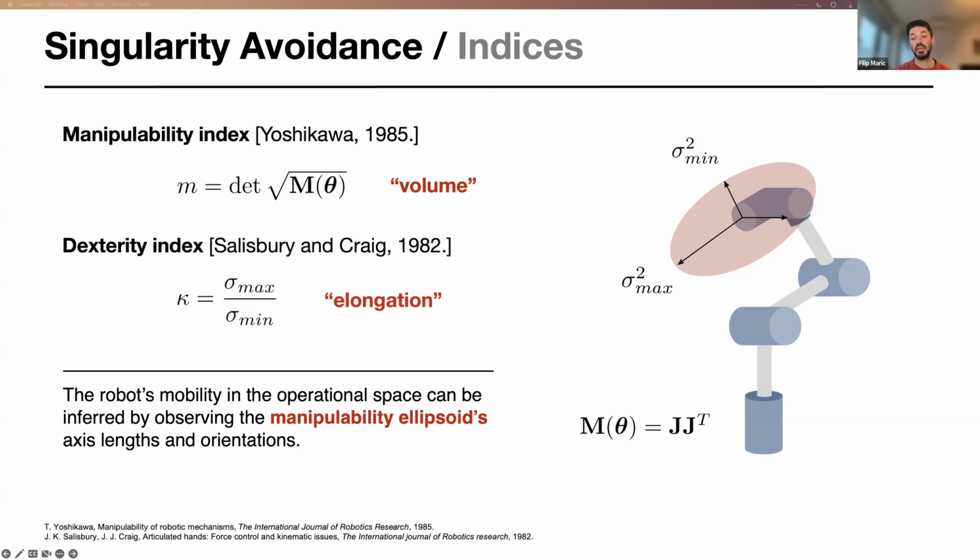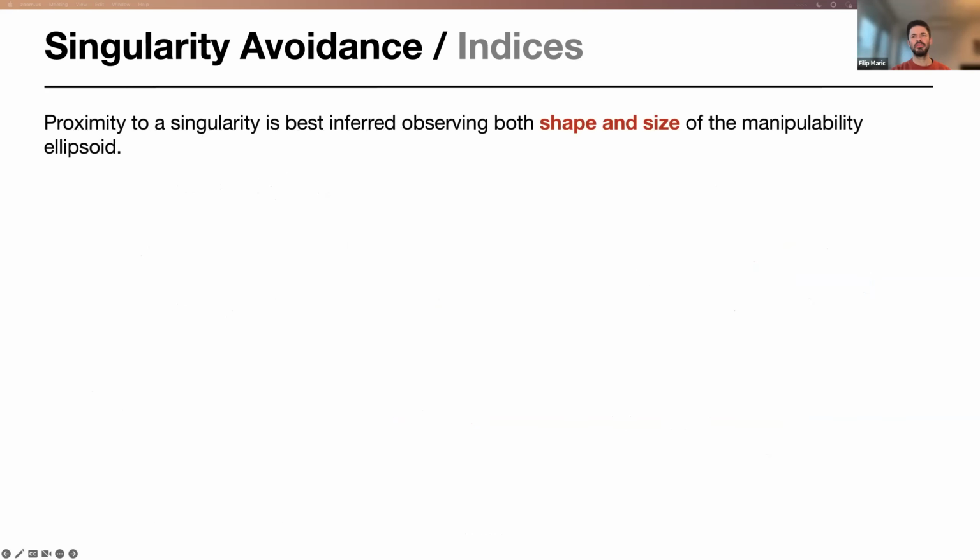And another common index is the so-called dexterity index that geometrically can be interpreted as measuring the elongation of the ellipsoid, because it's basically the ratio of the length of the longest and the shortest ellipsoid axis. However, the problem with these indices is they don't give a full insight into the ellipsoid's geometry, and this results in some crucial blind spots.